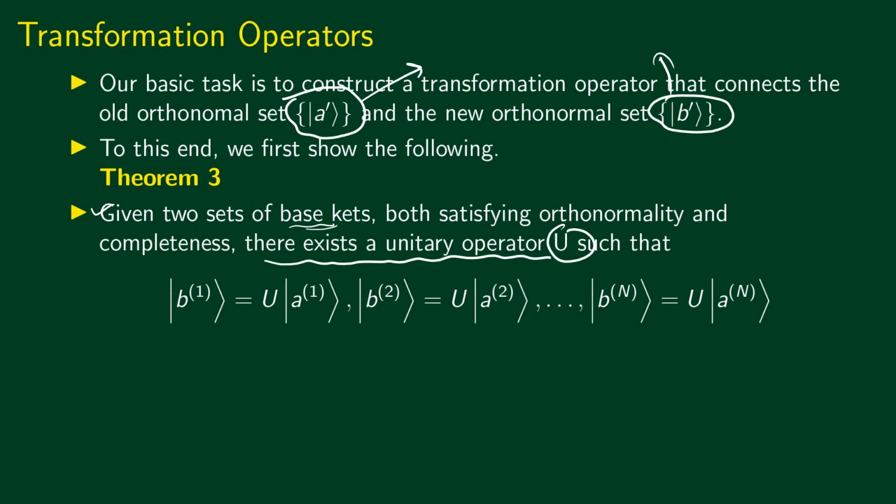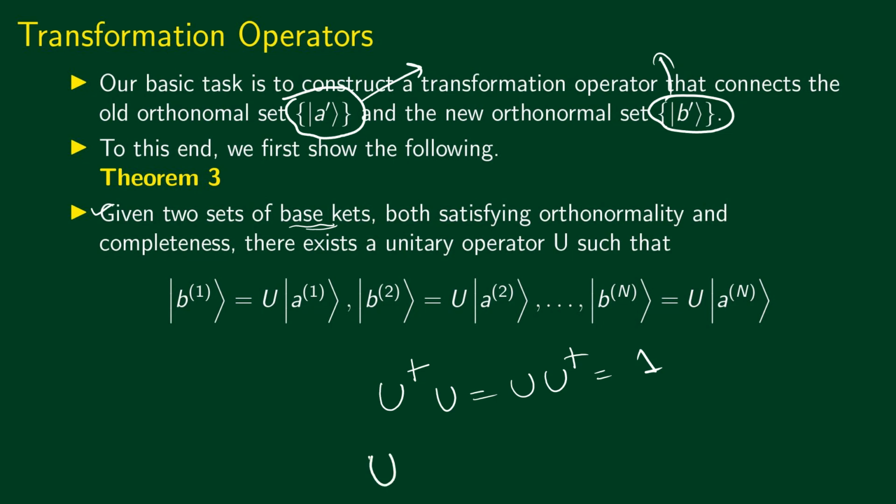Let's now prove the theorem. We need to prove two things. One is that such an operator actually exists, and we have to show that this operator will be unitary. By a unitary operator, we mean that U is a unitary operator if U dagger U is equal to U U dagger is equal to the identity operator.